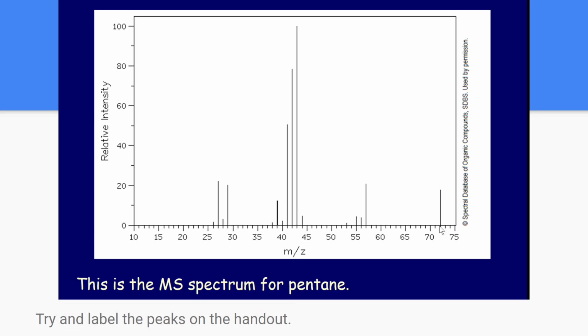So we go to pentane. This is the molecular ion peak of pentane, which is actually just the mass of the molecule. So pentane, 5 carbons, each carbon weighs 12, which is 60. Then you've got 12 hydrogens on it, each weighing 1. That adds up to 72. That is our peak at 72.